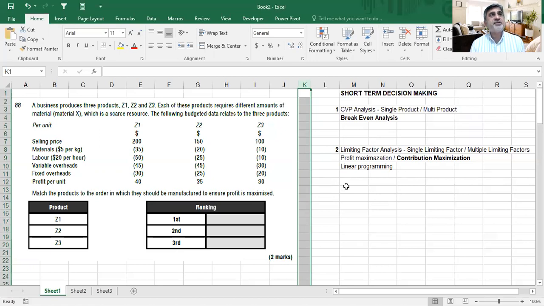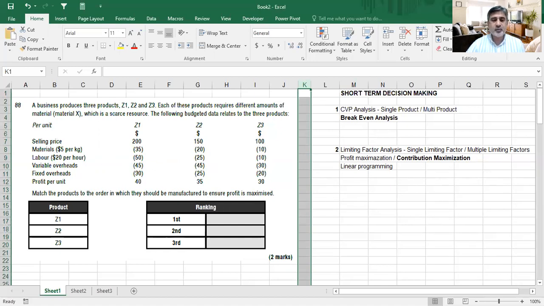Like we say that in business, theoretically, it is possible that you have only one limiting factor, all other things are abundant. But in reality, nothing is abundant. In reality, you always have multiple limiting factors. Anyways, theoretically, we are seeing this question. The following budgeted data relates to the three products Z1, Z2, Z3, and they give you a lot of information: selling price, material, labor, variable overhead, fixed overhead, profit per unit. Always read what information is given. Don't get absorbed into the numbers. Numbers do not matter. Only see what information is given.